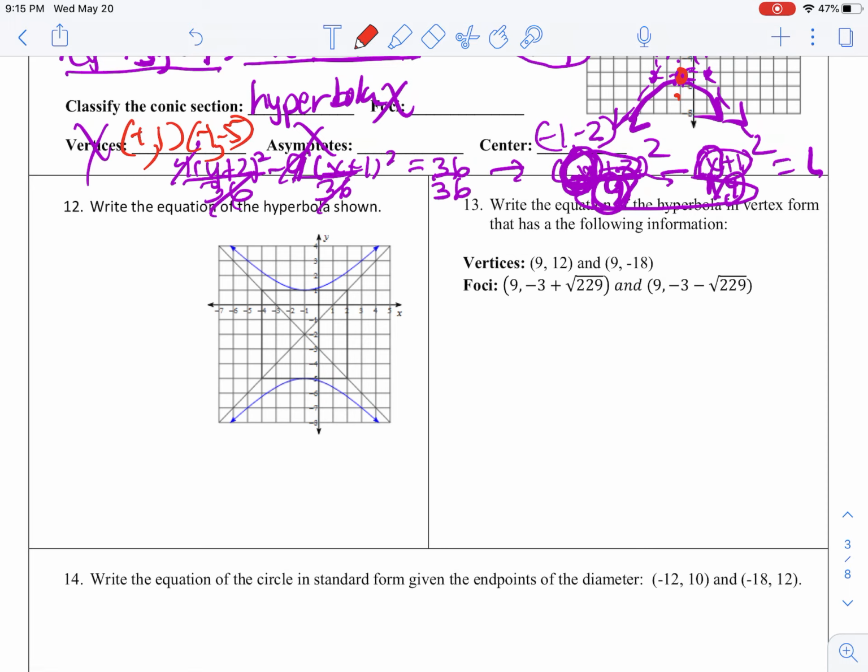So we're going to write an equation for this hyperbola. So I'm going to say, first of all, it's gone up and down, so it's a y minus something squared minus x minus something squared equals 1. Now I know I counted, my center was -1, -2.